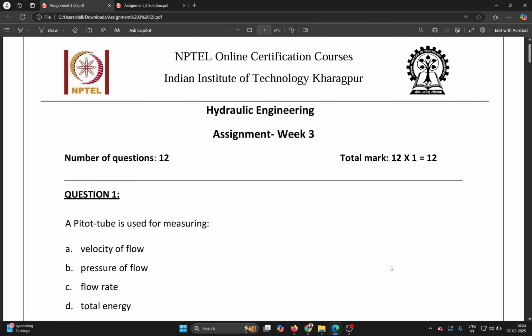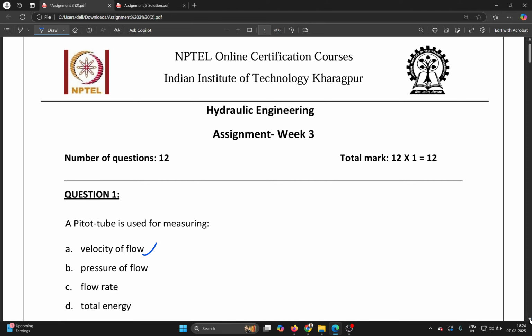So the pitot tube we basically use for measuring the velocity. Now we'll move on to the next question.